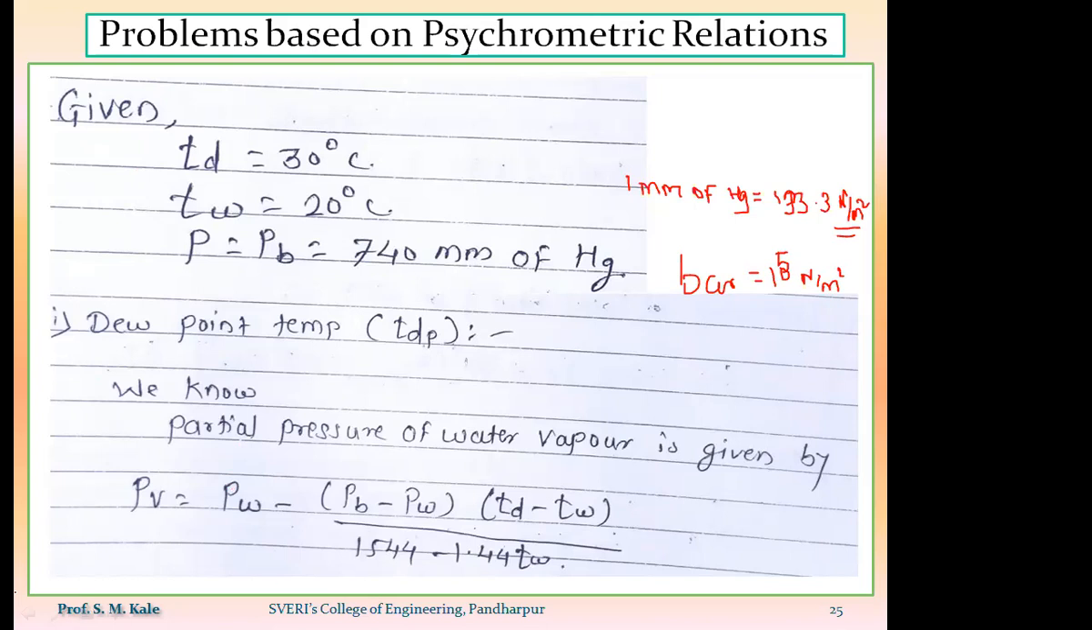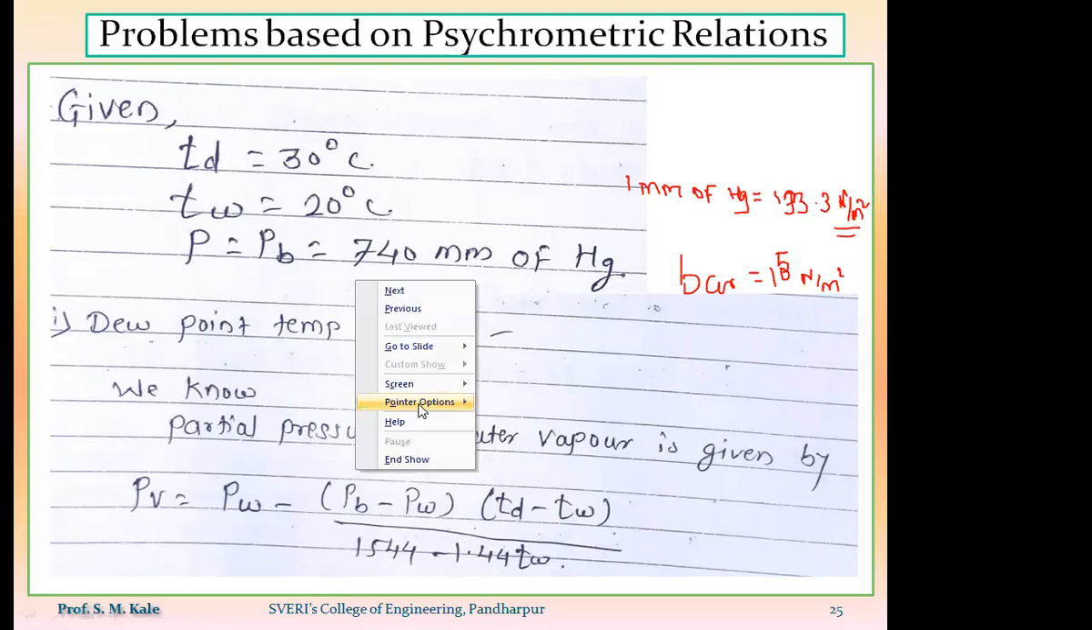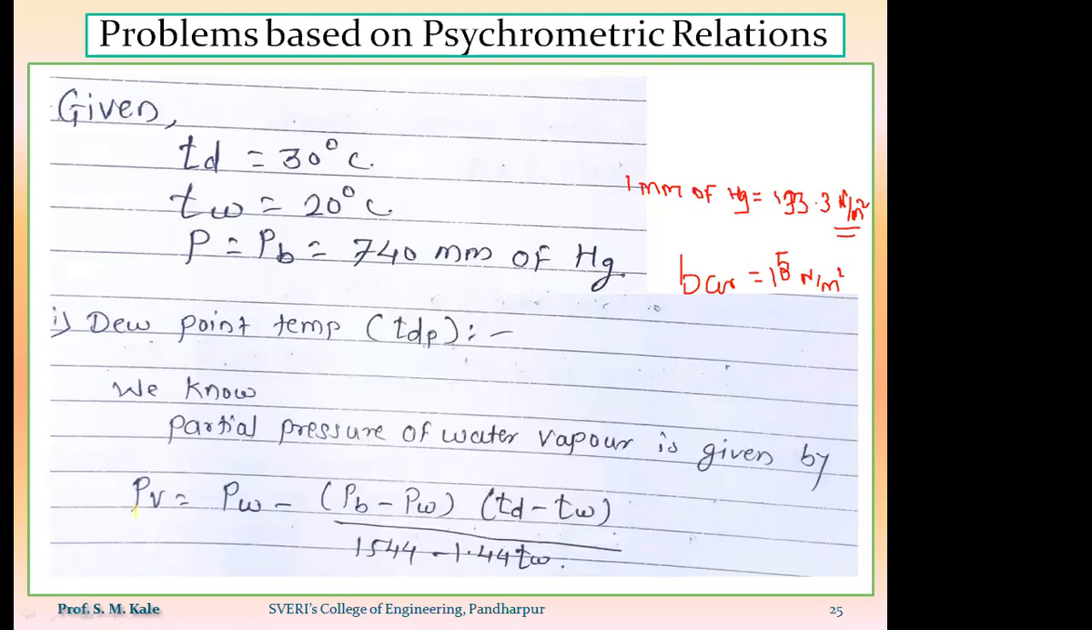So here, to calculate the value of dew point temperature, first of all I will use the equation of PV. So we know the value of PV is equal to PW minus (PB minus PW) into (TD minus TW) divided by (1544 minus 1.44 TW).